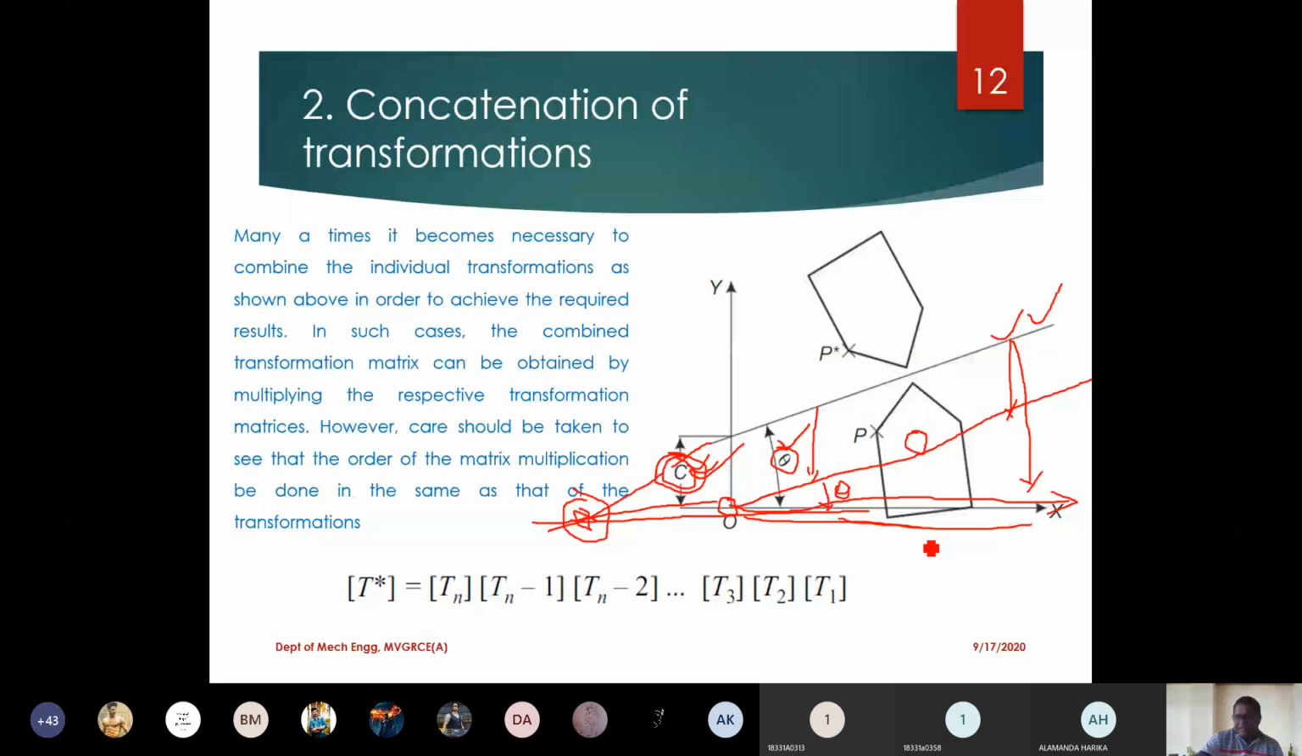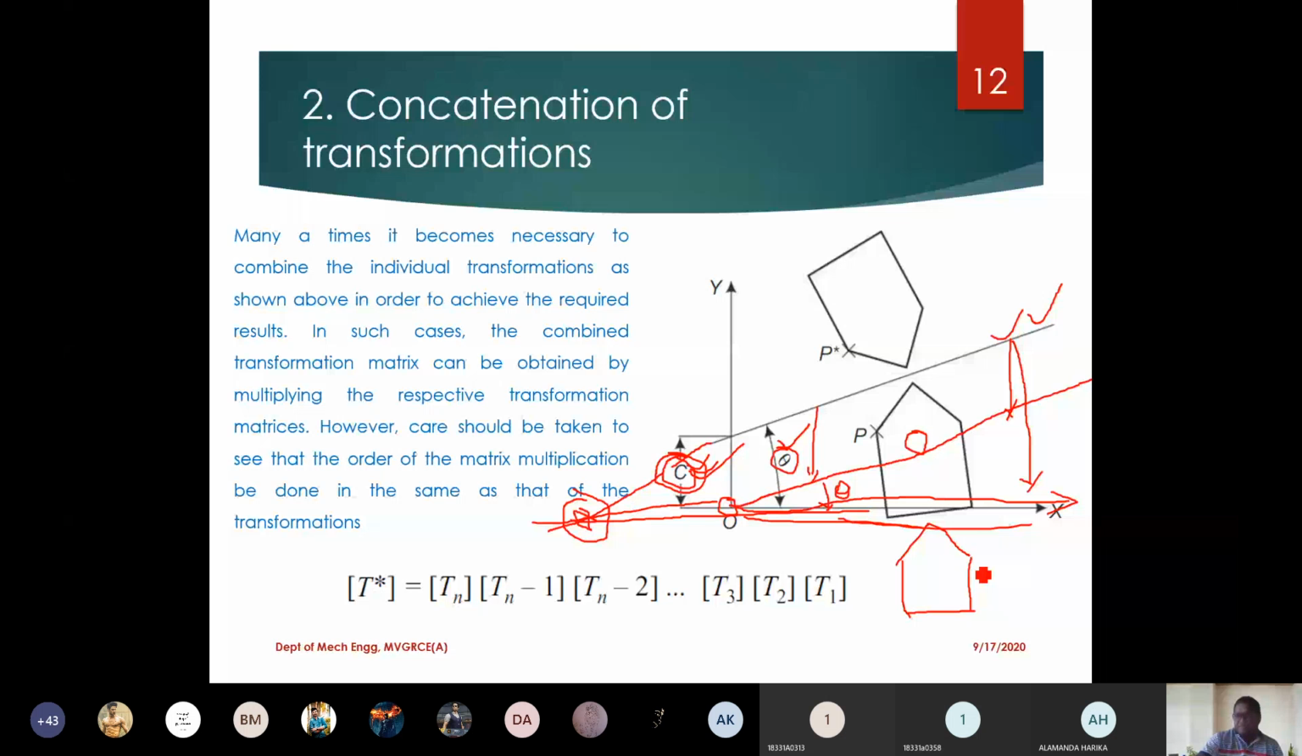Now the straight line is matching to the x-axis and the original object has moved to this location. Now if you perform the reflection of this object with respect to the x-axis, I can get the reflection image of this position like this.